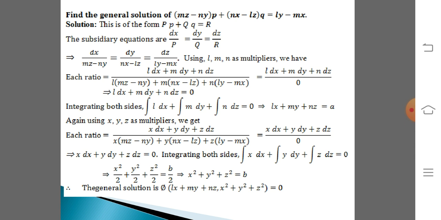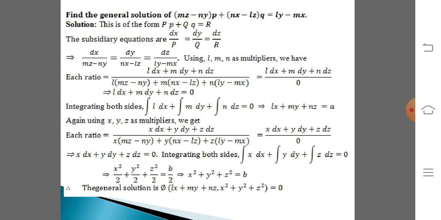We want to find another solution by using another set of multipliers. As we have found in the previous case, now we can find one more set of multipliers by looking at the coefficients of L, M, N. The previous set of multipliers we found by using the coefficients of x, y, z. Now you look at the coefficients of L, M, N and you find the values of the multipliers in such a way that the denominator becomes 0. So the values are clearly x, y, z.